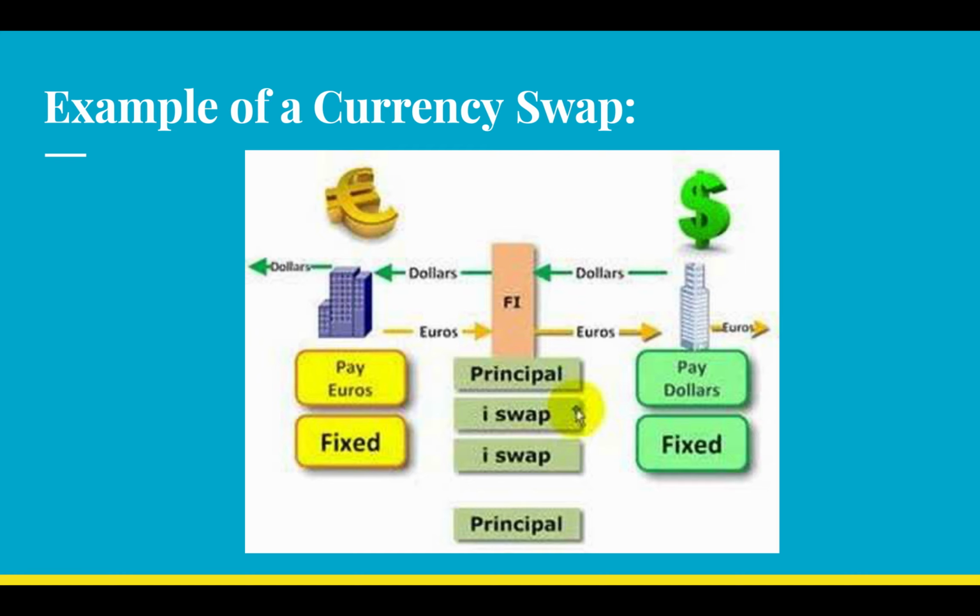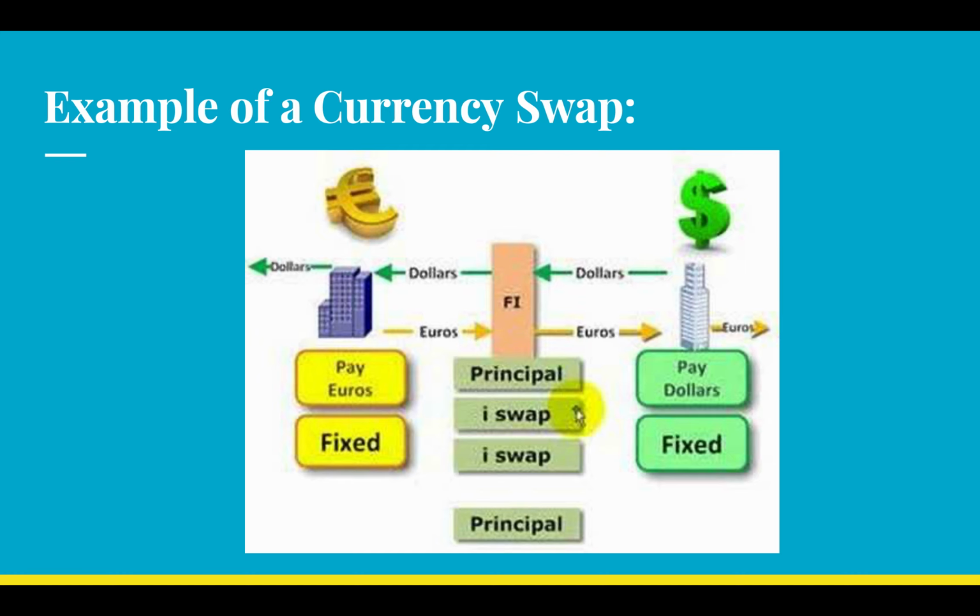Since this example is a fixed-for-fixed swap, this means that the counterparty on the right is paying a fixed rate of interest in dollars on the principal via a financial intermediary to the other counterparty. The counterparty on the left is paying a fixed rate in euros on the principal via a financial intermediary to the counterparty on the right. Since this is a fixed-for-fixed swap, both groups know from the beginning exactly what the principal exchange will be and what the interest payments will be.